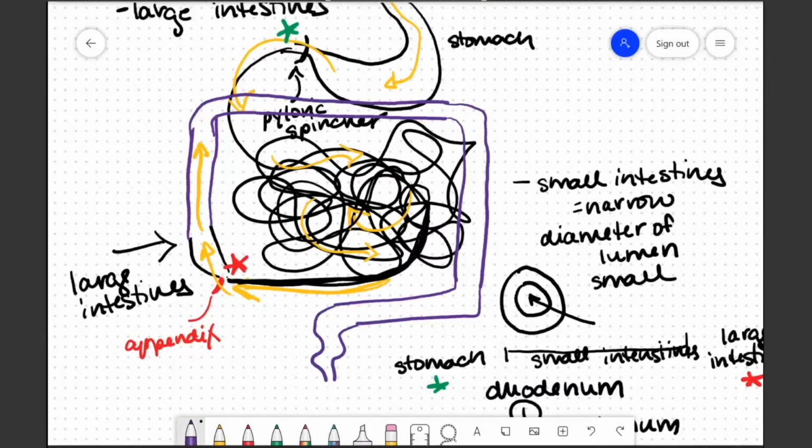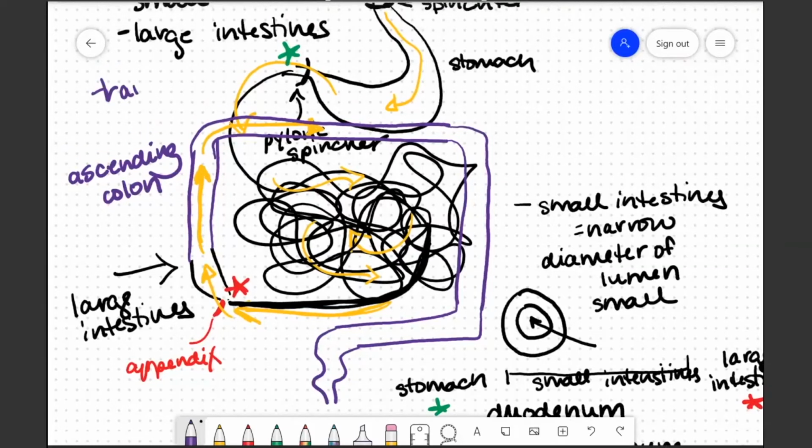called our ascending colon. Colon and large intestines are synonymous with each other. So we'll have our ascending colon. The food stuff is going up. And then after it goes up, it will then go across. So this will be our transverse colon. Transverse colon is essentially going across the front of the body.